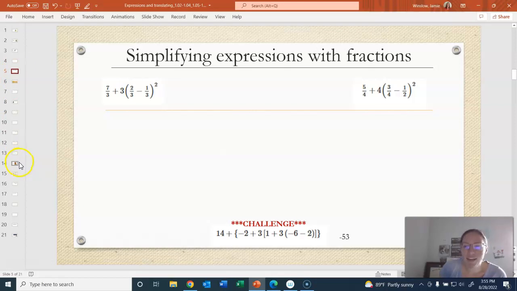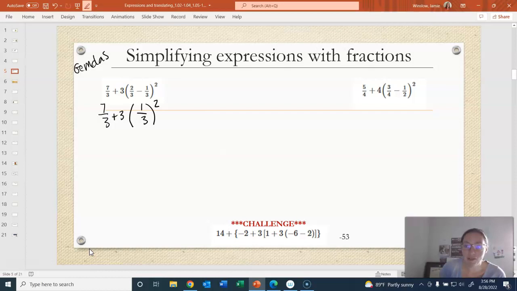All right, simplifying with fractions. Now we know we have the Desmos calculator, but we can also do these by hand. And we want to remember PEMDAS that we covered in our live class, or GEMDAS if you're used to that. So we'll start with the parentheses first. Remember, when the denominators are the same, you can go ahead and add and subtract the numerators. So we'll have 7/3 plus 3. 2 minus 1 is 1 over 3.